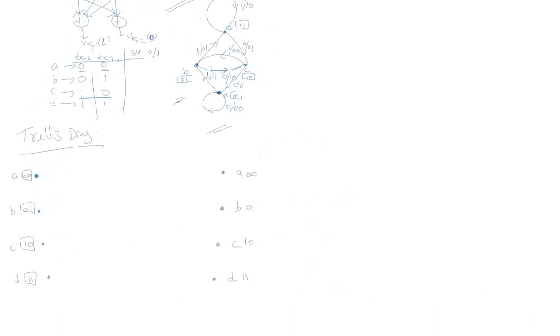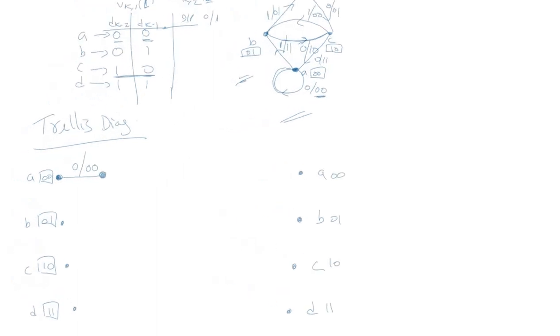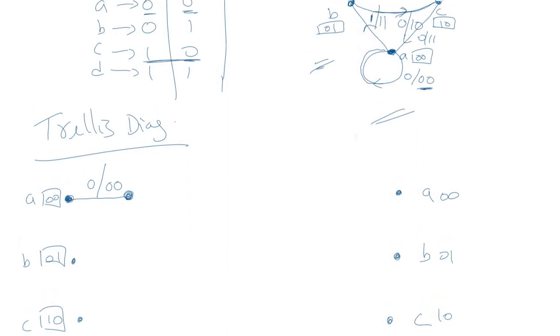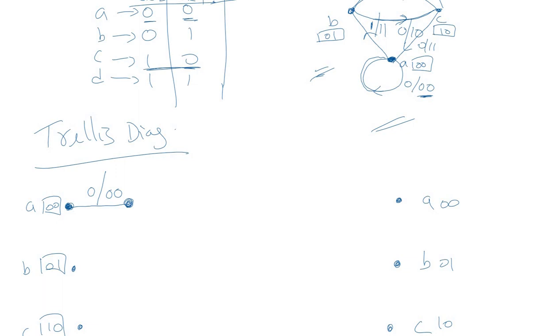Okay, so initially if we get input as 0, the state remains same. The state remains same, that is A, and the output is 0 0. So if we have the input 0, output is 0 0, and the state remains same, that is A, right? Secondly, when the input is 1, you can see the state changes from A to B, and the output is 1 1. So the state changes from A to B, and the output is 1 1.